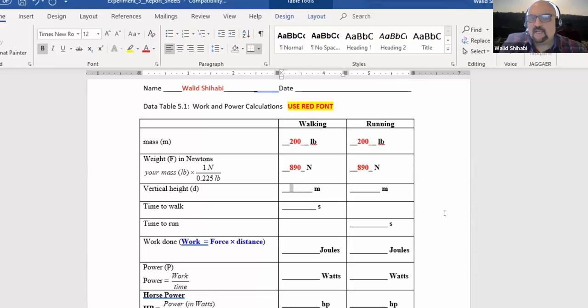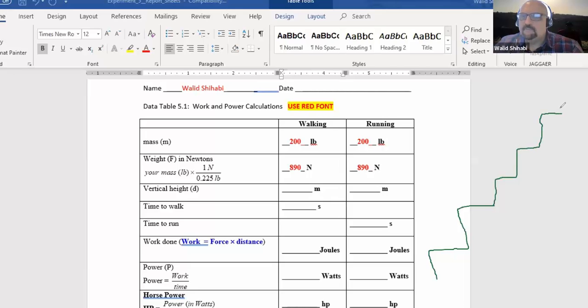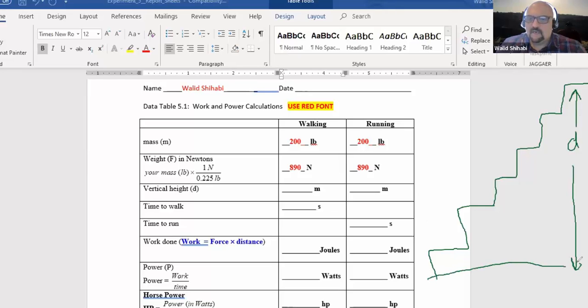Okay, now the vertical height of the stairs. If you imagine the stairs here, okay, so this is the stair, which is composed of steps, okay? This is the stairs. Now, how can you calculate the vertical height of the stairs? This is the vertical height of the stairs. The whole thing here, D, is the vertical height of the stairs. How can you do that?